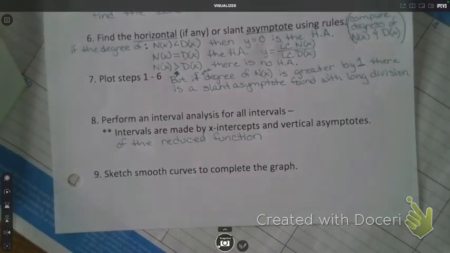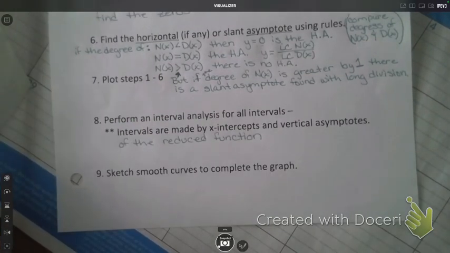Yeah, so let's do some examples. How's that sound? Not fun? Yay. Fun math. It's going to be the most fun you've ever had.